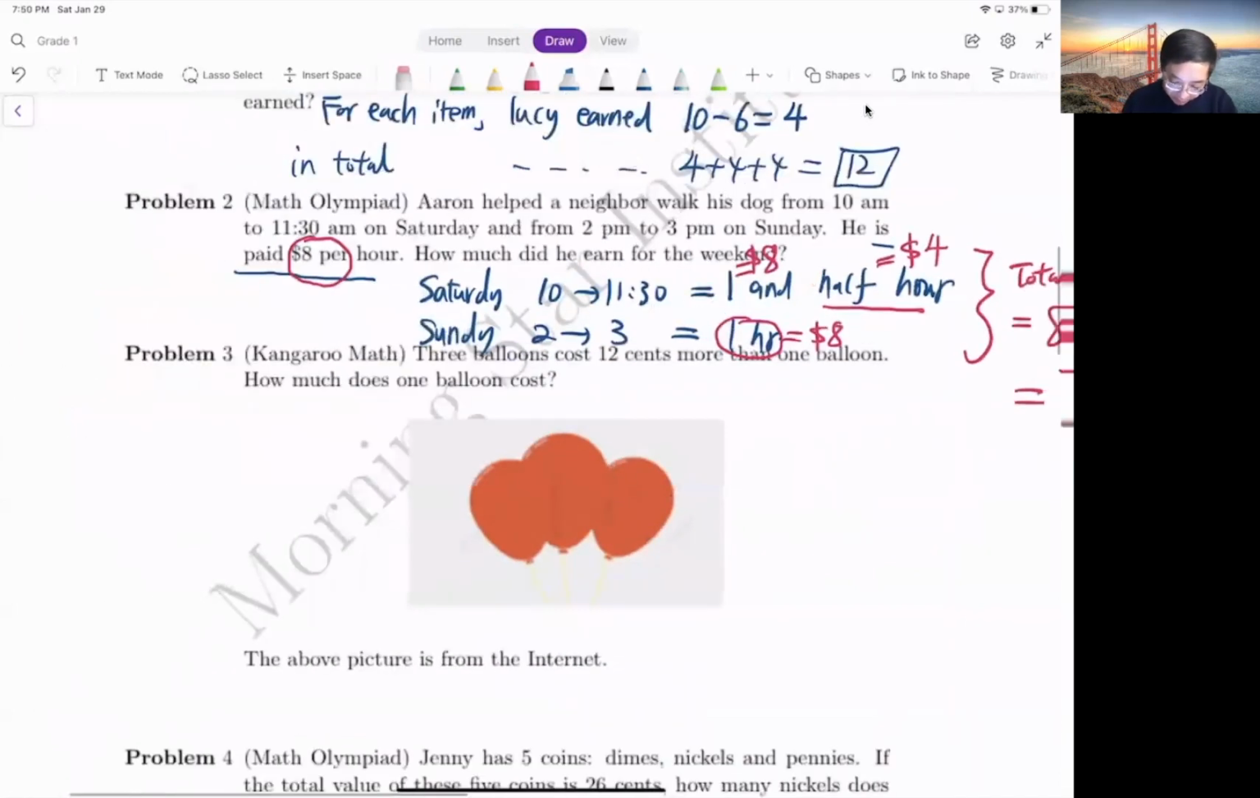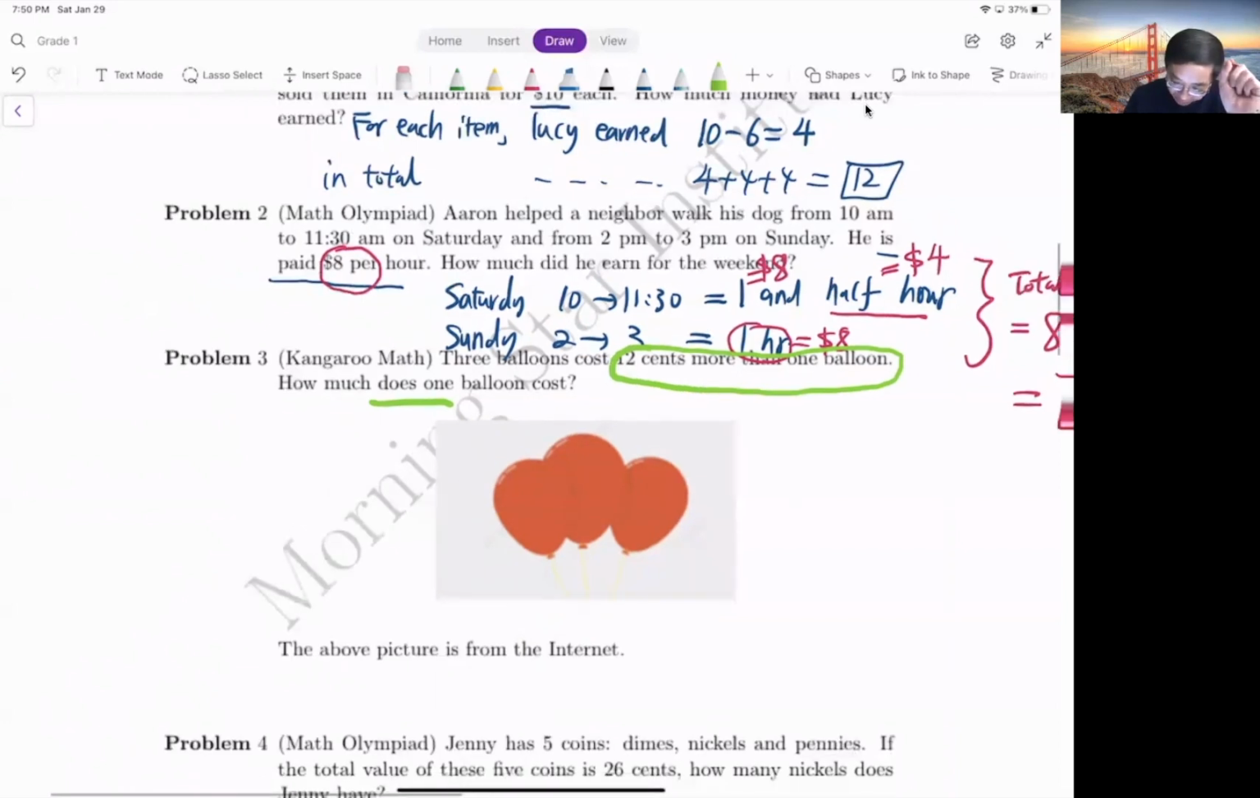Question number 3. 3 balloons cost 20 cents more than 1 balloon. Okay. And how much does each balloon cost? Now, you should be careful because here the problem does not say that the 3 balloons cost 20 cents. What it says is they cost 20 cents more than 1 balloon.